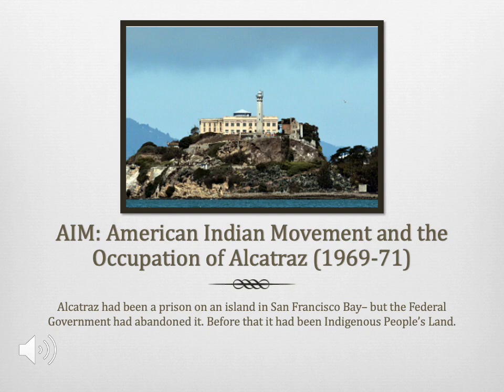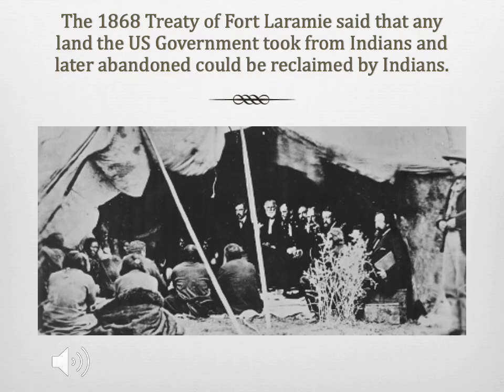Okay? So some college-educated Native American people said, "Hey, I found a loophole." In 1868, at the Treaty of Fort Laramie, the United States government signed a treaty with the Native Americans that said, yeah, we're going to take your land. As the U.S. government, we're going to take your land. But if we ever decide that we don't want it and we abandon it, you can have it back. Sounds like a bullshit treaty, and it pretty much was.